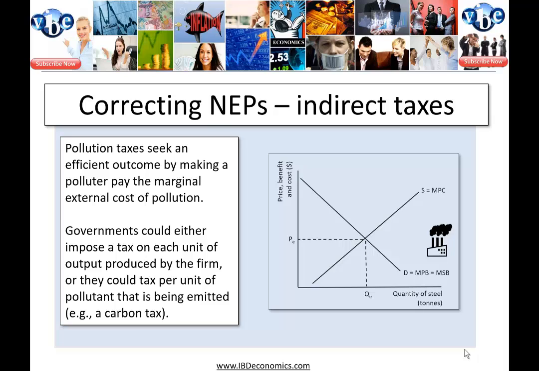Now we know an indirect tax is going to shift the supply curve, and it's exactly the same here. So the marginal private cost of producing will now increase to the marginal social cost. This is the efficient market equilibrium. We have the desirable quantity of steel being produced, the allocatively efficient quantity of steel being produced. There goes the pollution tax, the tax per unit. This raises the price. The government collects some tax revenue. This should all look pretty familiar.